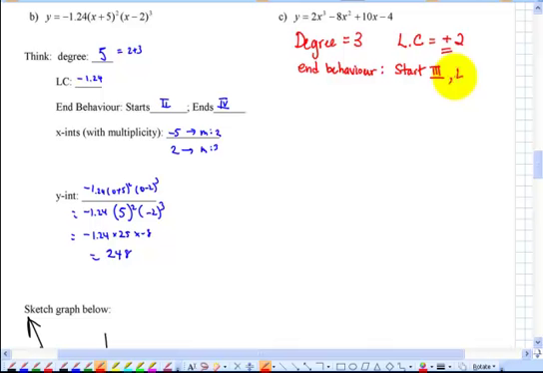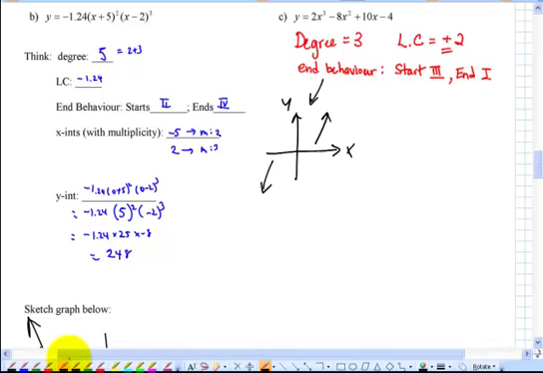And where do you end then in this case? You start down low and it's odd, so you always end opposite. You end high, so you end in quadrant 1. So even with all this information, you can do a quick sketch. I'm going to do a really small sketch over here right now. With this information, I know that we have something that starts in quadrant 3, ends in quadrant 1.